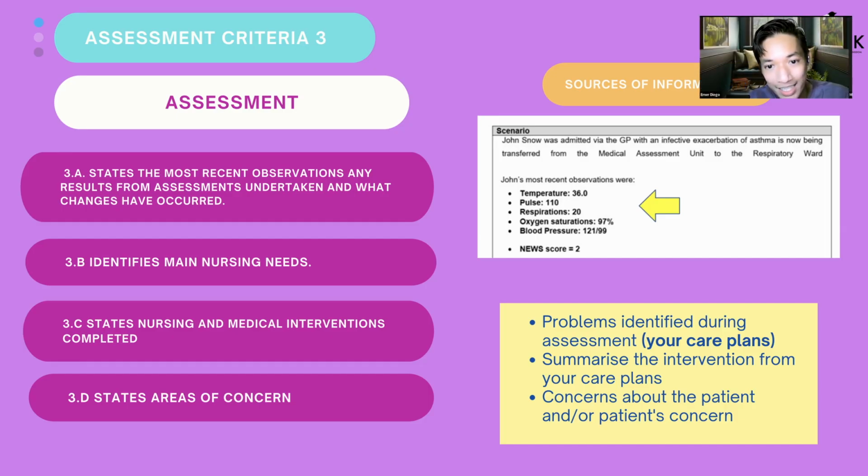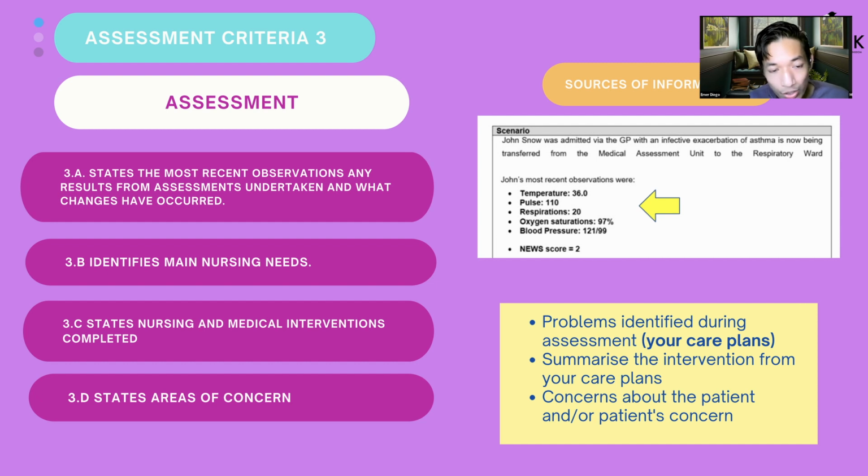So next is assessment. Okay, we move on with assessment, or your assessment criteria number 3. What are the things you need to hand over to pass this section of your evaluation station? 3A is to state the most recent observation and results from assessments undertaken and what changes have occurred.